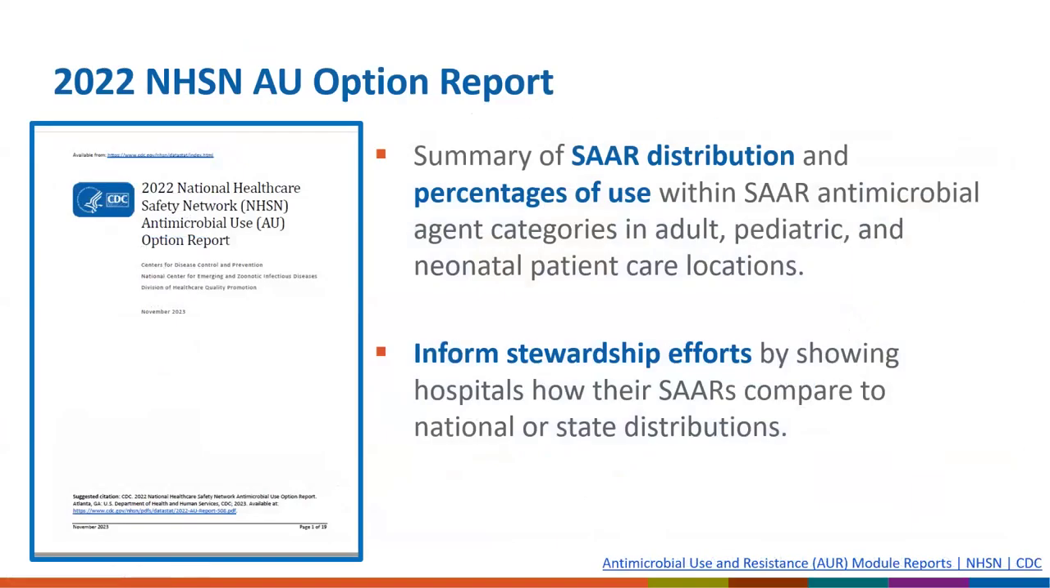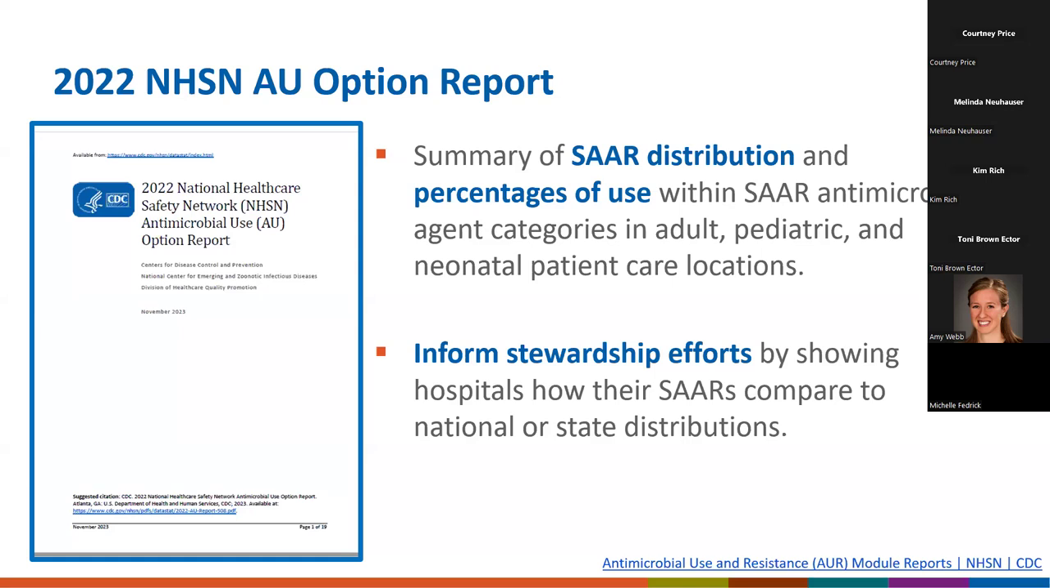The data on the portal complements the NHSN AU Option report, which is also updated annually in line with US Antibiotic Awareness Week in November. The annual report provides a summary of SAR distribution and percents of use within SAR antimicrobial agent categories in adult, pediatric, and neonatal patient care locations. The report can help inform stewardship efforts by showing hospitals how their SARs compare to national and state distributions.